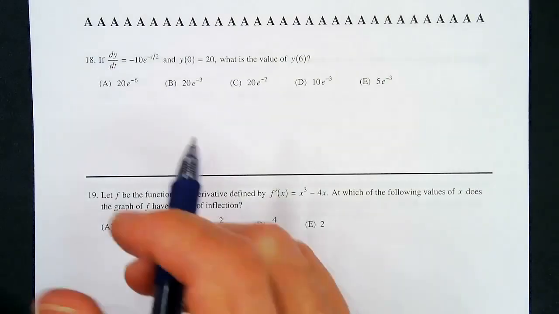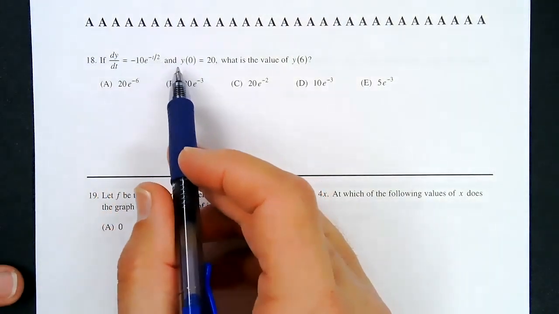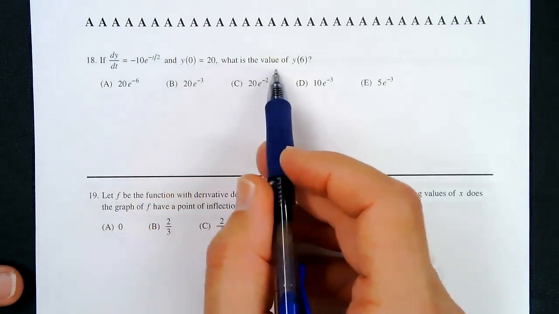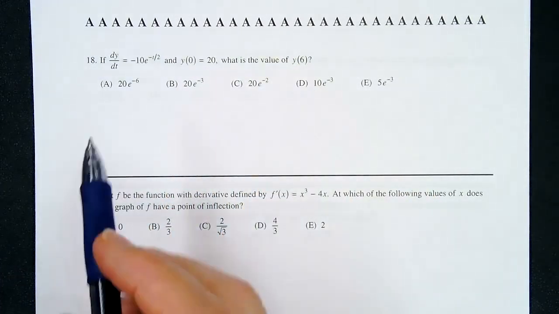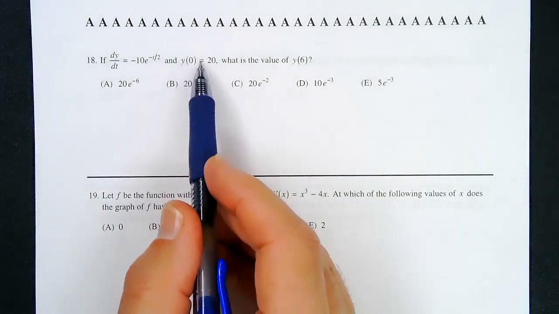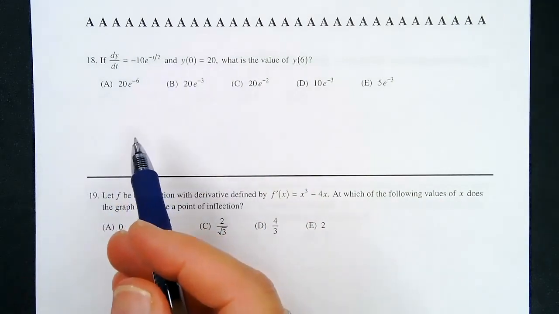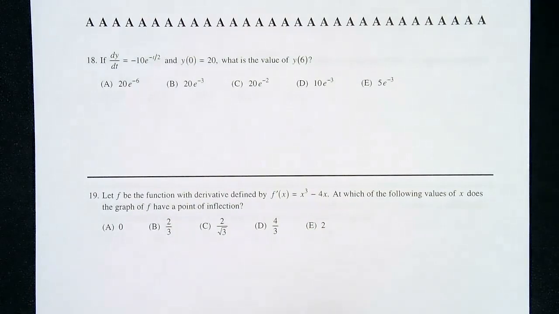For number 18, if dy over dt is equal to negative 10 e to the negative t over 2 power, and y of 0 is equal to 20, what is the value of y of 6? There are a couple ways you can do this. You can treat this as a differential equation, and this is the initial condition. Plug that in, get your function, and then plug 6 into it. So that's one way to approach this problem.